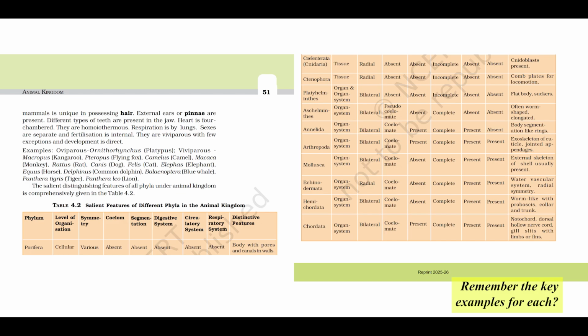Remember the key examples for each. Segmentation, metamerism: absent in many, present distinctly in Annelida, Arthropoda, Chordata. It allows for specialization. Notochord: absent in non-chordates, Porifera to Hemichordata, versus present in chordates at some life stage. The fundamental divide. Those basic frameworks are crucial.